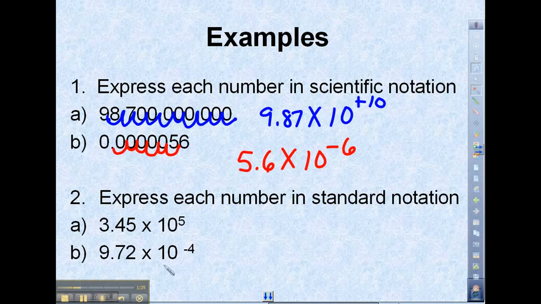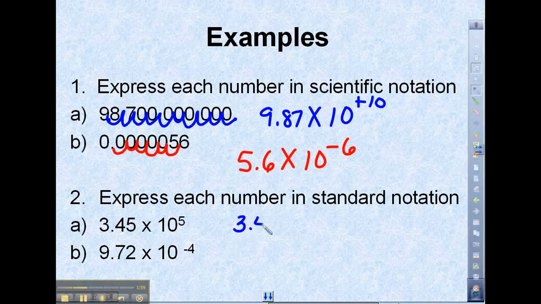Now, down here we start off in scientific notation. We're going to express the number in standard notation. This over here is called standard notation. That's what we're going to do down here. So the first thing you need to do is look at the exponent. Is it positive or is it negative? It's positive, and since it's positive, we're going to wind up with a really big number.